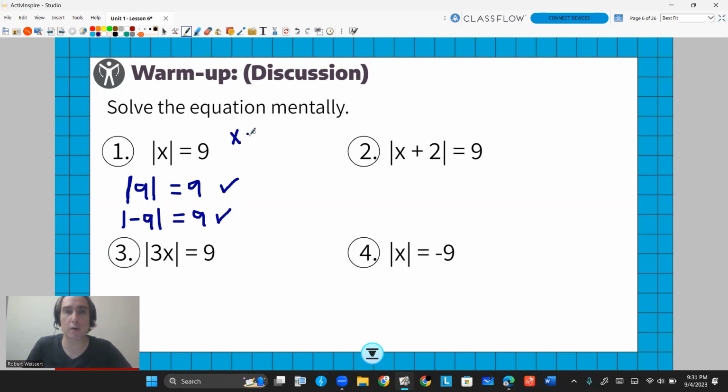X is going to equal positive and negative 9. You could say plus or minus 9. I'm just going to say 9 and negative 9.